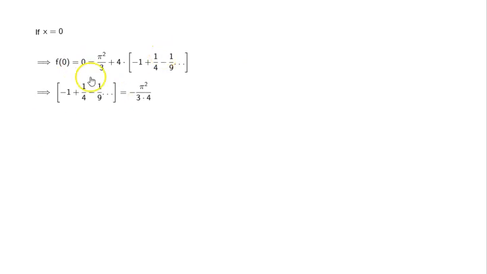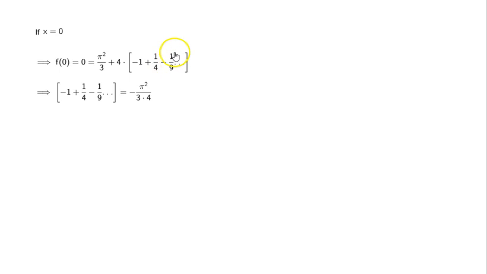Interesting result. If x is equal to 0, then we get f of 0 is equal to x square. So 0 square, which is 0, equal to pi square by 3 plus 4 times, what will happen? Cos 1x, 2x, 3x, they all become cos 0. Cos 0 is 1. So we are left with minus 1 plus 1 by 4 minus 1 by 9 and so on. Let's rearrange it.